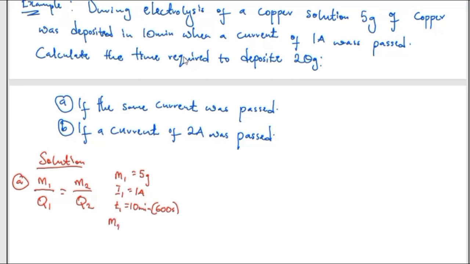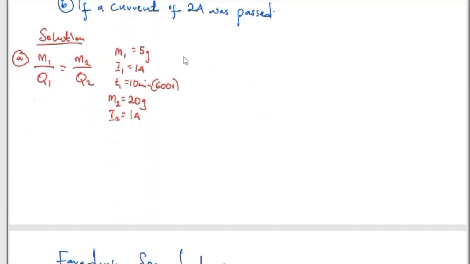Then we have our M2, which is 20 grams. Then we have our I2, because it told us that for the first question, if the same current was passed, so we already know that our I2 will also be 1 amp. So you can solve now.